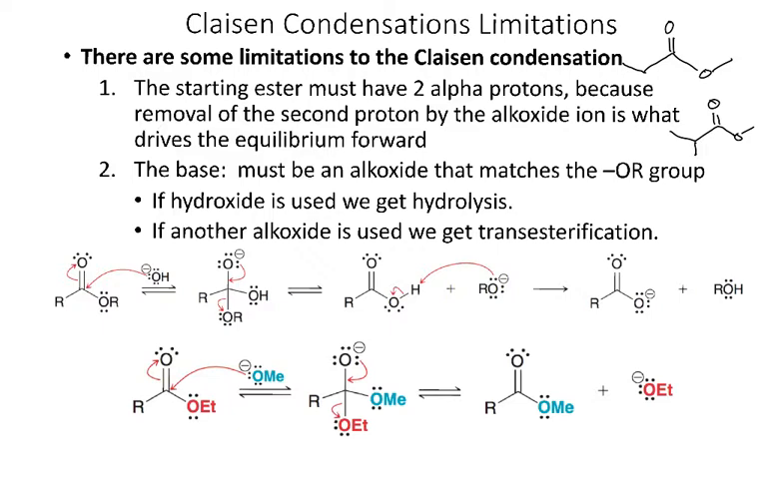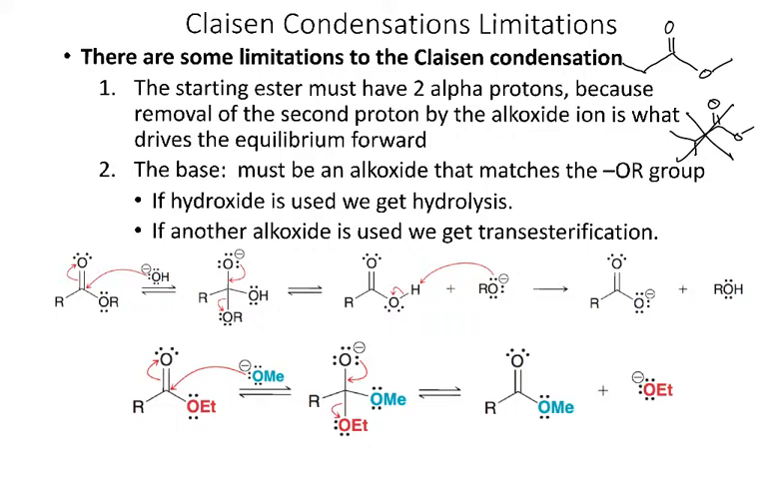Okay, there are a couple of limitations to the Claisen condensation reactions. The first limitation is that the starting ester must have at least two alpha protons. It's the removal of the second proton by the alkoxide ion that's the driving force so that the equilibrium favors the condensation product. So this ester would be fine. It has two alpha hydrogens. This ester would not be okay because it only has a single alpha hydrogen, so it would be no good for a Claisen condensation reaction.